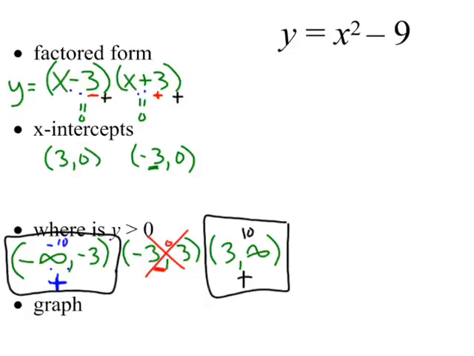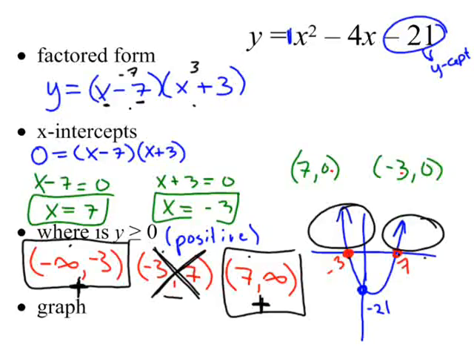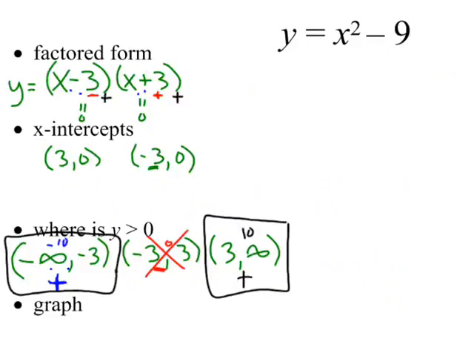Now, I guess I should be a little bit more accurate as far as on this one, there was an equals to. So we should really probably include our zeros. So I should put brackets on -3 and 7. Whereas this one is strictly only greater than, so I use parentheses. Okay, so how does that help me graph it?